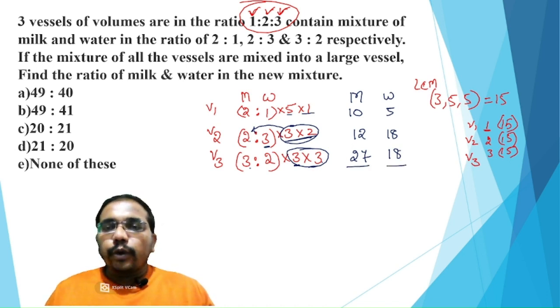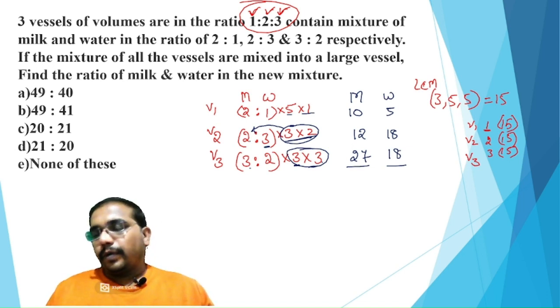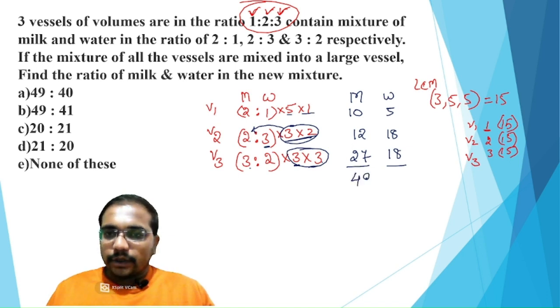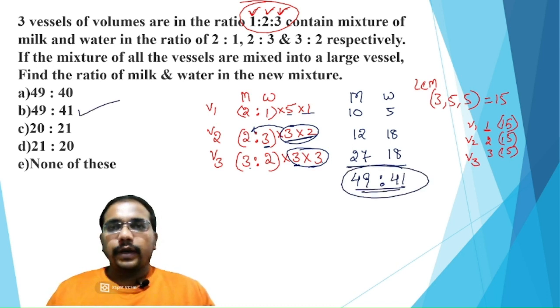Now you need to add all the milk values and all the water values. 10, 10, 20. Total 40. Plus 2 plus 7, 9. 40 plus 9 is equal to 49. 18 plus 18 is 36, plus 5 is equal to 41. So the answer is how much value? 49 is to 41. Right?